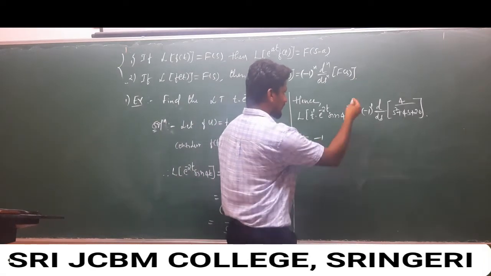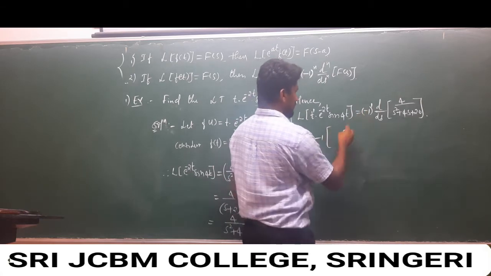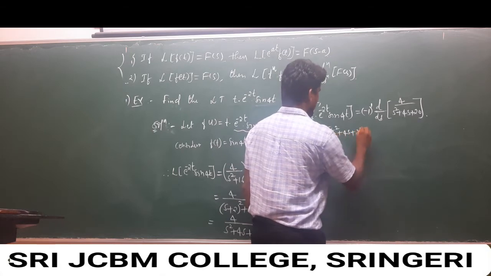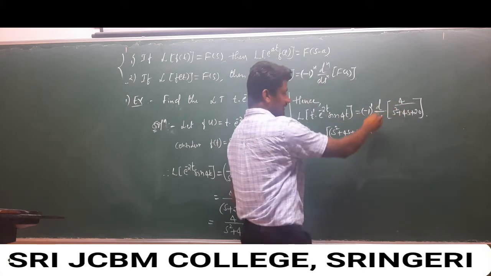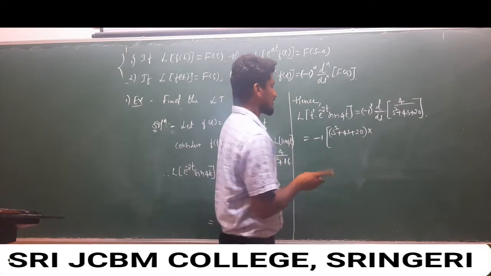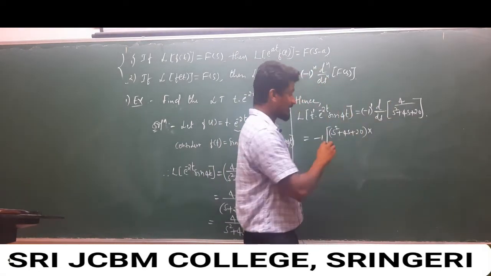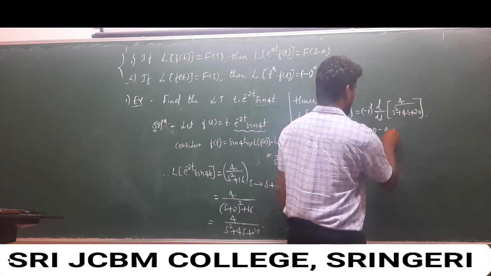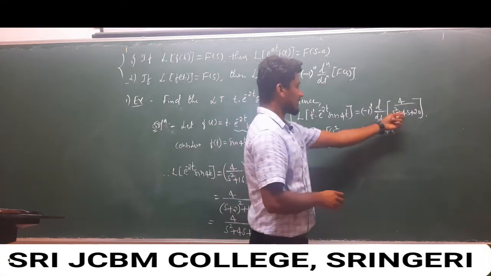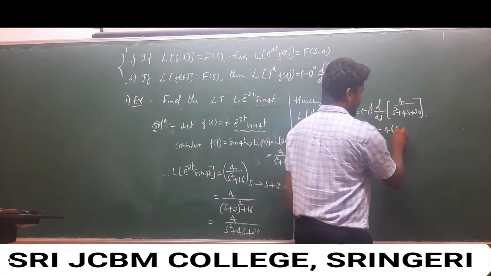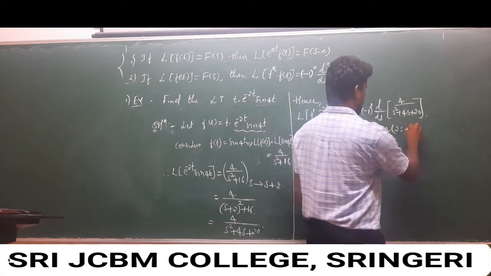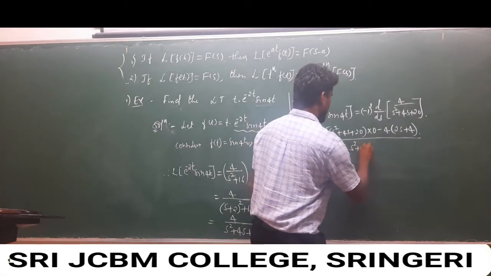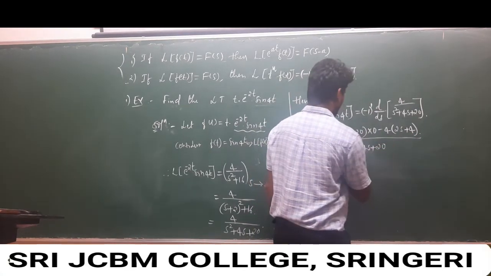So minus 1 times first differentiation. s square plus 4s plus 20, and the differentiation of the numerator term. 4 is a constant, so differentiation of 4 with respect to s means 0, and minus, keep 4 as it is and differentiate the denominator terms: s square gives 2s, 4s gives 4, and 20 gives 0, divided by s square plus 4s plus 20 whole square.